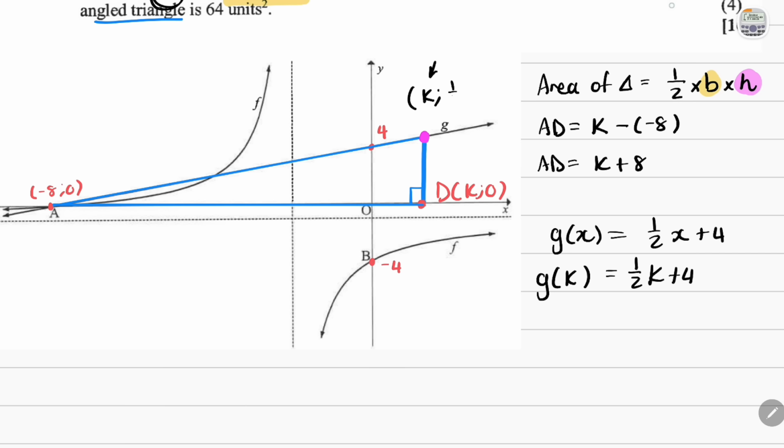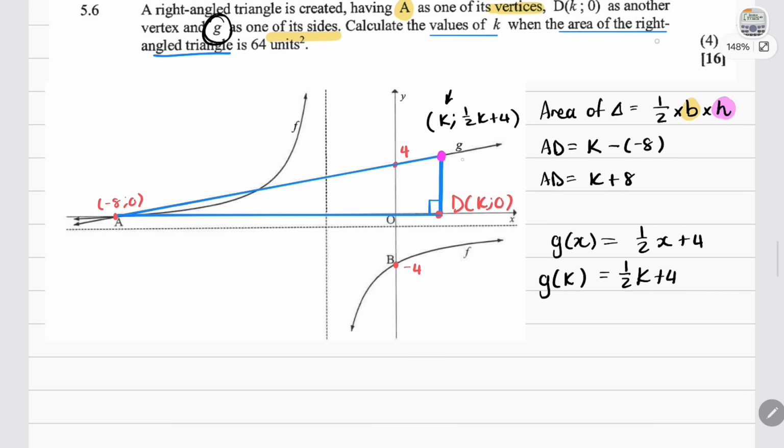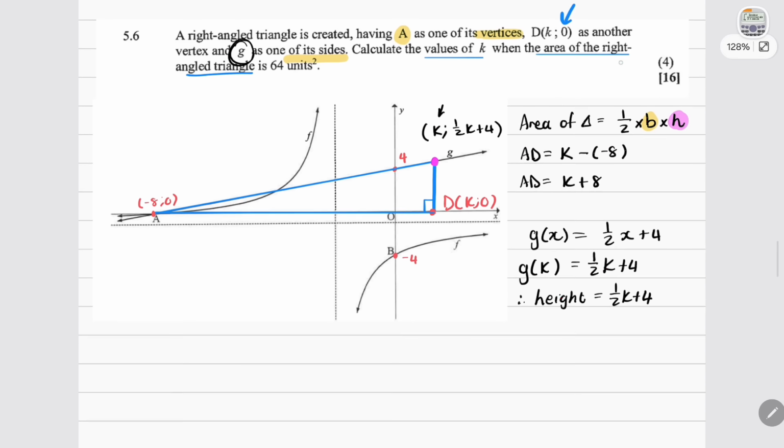So this is what it will be, a half k plus 4. And then now how do you find that height? You find the height of a vertical line by taking the higher y value minus the lower y value. So we're just going to take this minus 0, which, as you can see, is just going to stay this. So we can finally conclude that the height of this triangle is simply a half k plus 4 units.